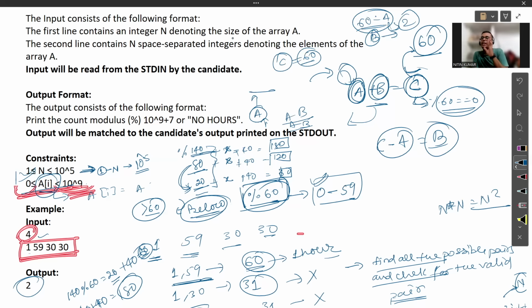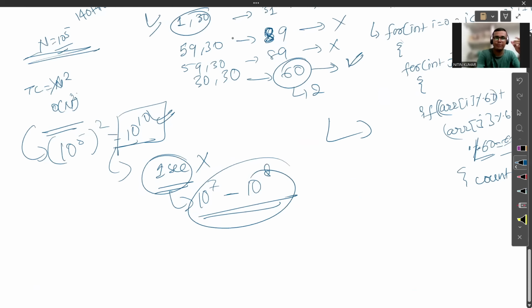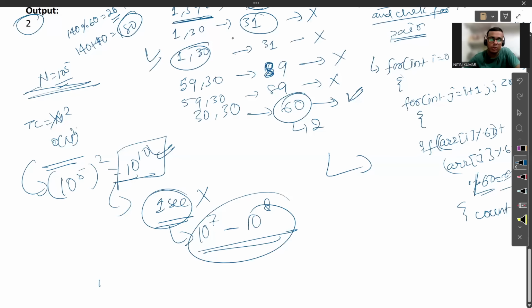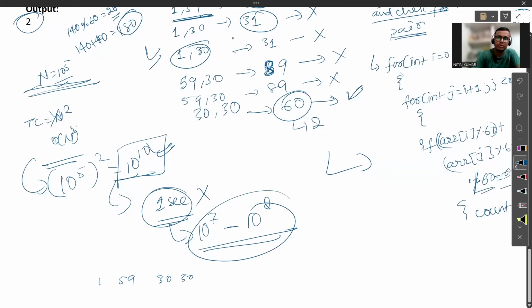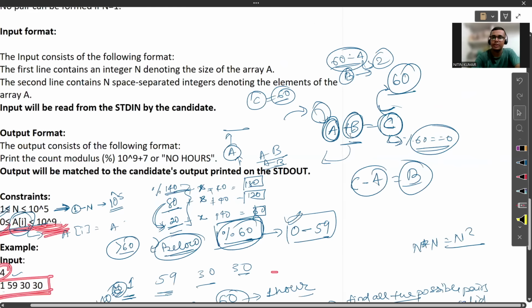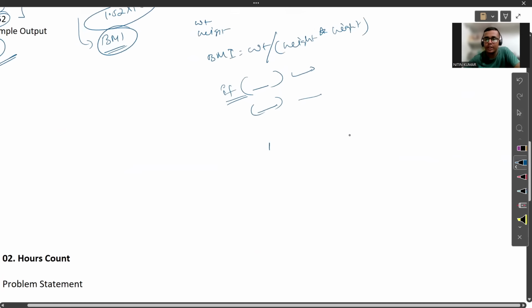So we just need to store somewhere, or check, when we are pointing on A. We know C, so we check whether B is already present or not, and B's formula is simply 60 minus A because the C value is 60. Let's see this example test case: 1, 59, 30 and 30.